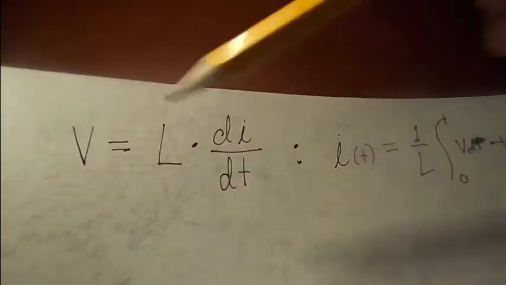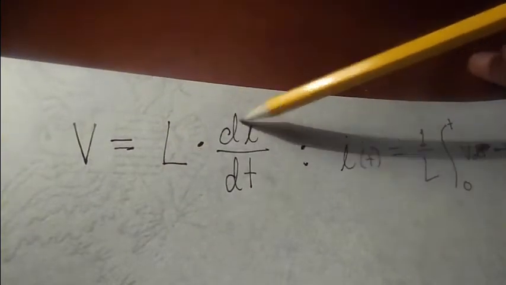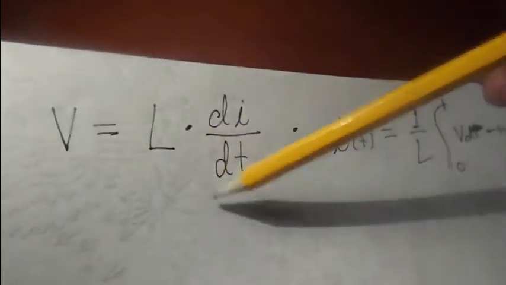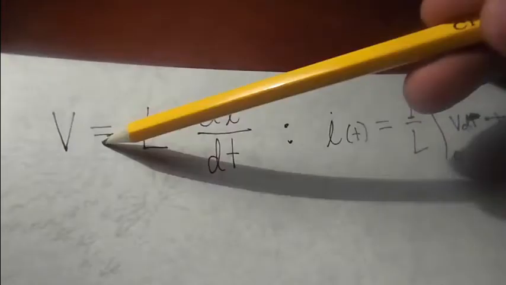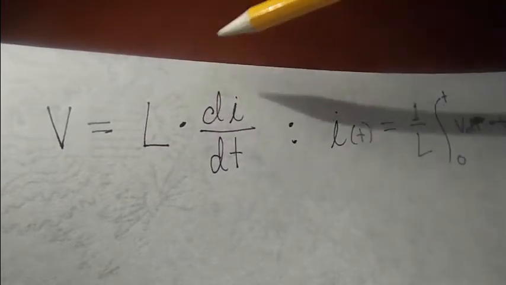And to find voltage, voltage is equal to L times the change in current over the change in time. So this kind of looks familiar. It looks like the same way you would find current when you're given capacitance and the change in voltage over change in time.